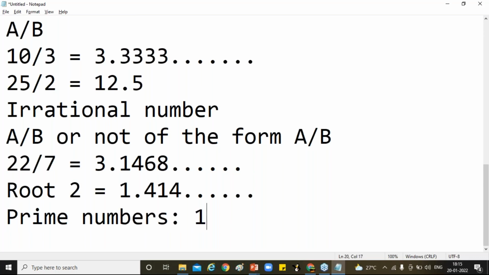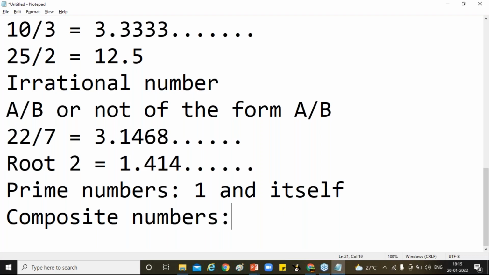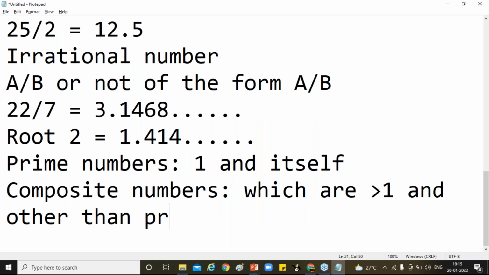And I hope that everyone knows prime numbers. Whenever a number has only two factors, one and itself, the type of numbers are called prime numbers. Coming to one more important point, composite numbers. Composite numbers are the numbers which are greater than 1 and other than prime numbers.